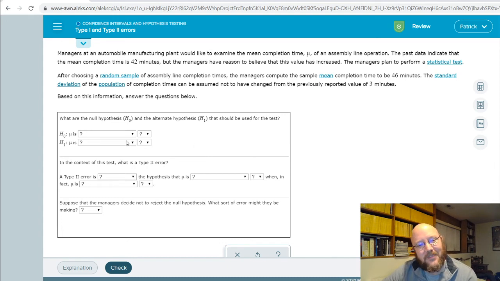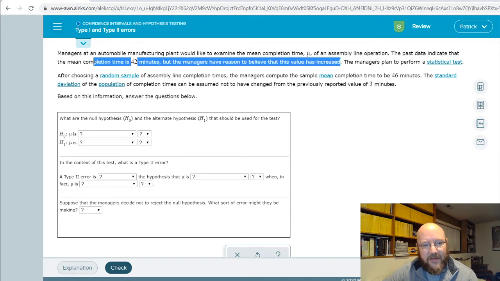All right. So here we go. Let's just test this one out. So what are the null and alternative hypotheses that should be used for this test? And so you do have to read these. Manufacturers of an automobile manufacturing plant would like to examine the mean completion time. So mean, and notice that it already gives us mean here. The past data indicate the mean completion time is 42, but managers have reason to believe this value has increased. And so they think that it's increased. All right, so that's our alternative hypothesis because that's their claim. So they think that mu is actually greater than 42 now.